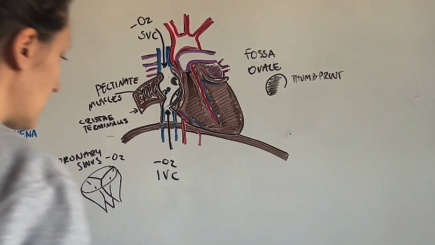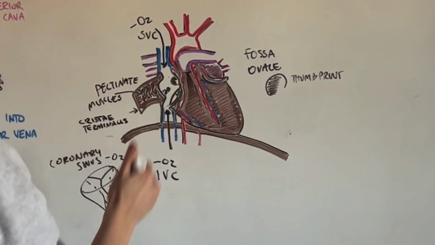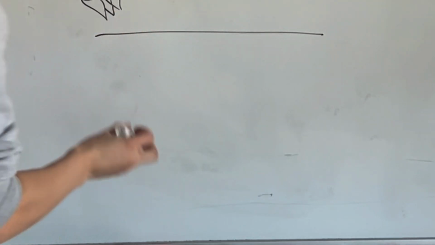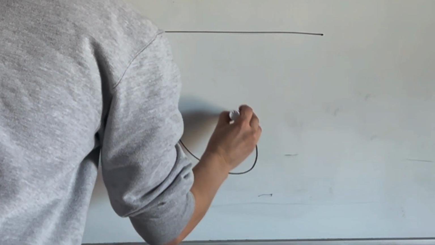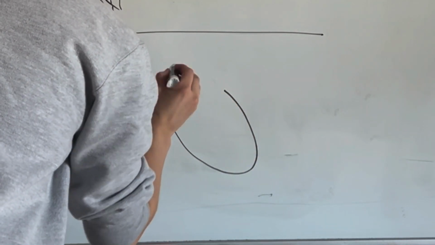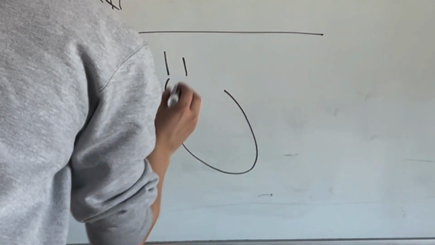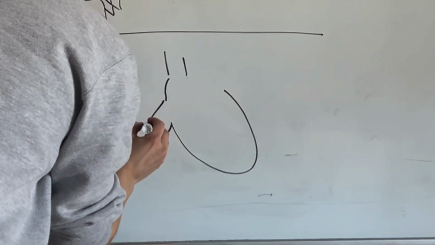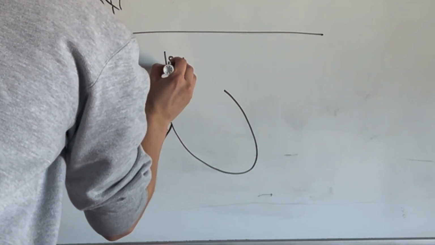So if we look at this in a simpler picture, same picture, fewer structures, we've got our heart here, we have our right atria here, and we'll have our inferior vena cava, superior vena cava.